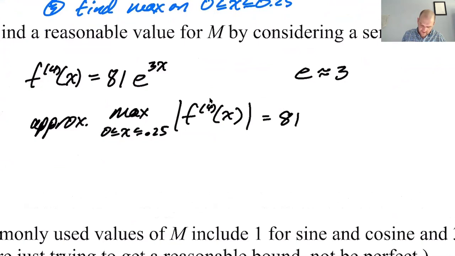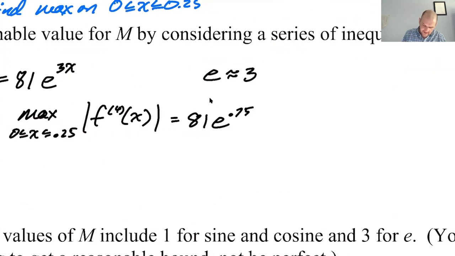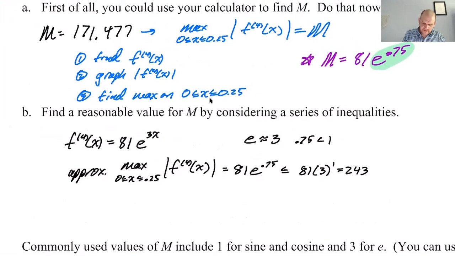I know that I should end up with e to the 0.75. So e is approximately 3, and 0.75 is less than 1, but it's also approximately 1. So I'm going to say this is definitely less than 81 times 3 to the first power, which is 243. We estimated, and it's different from the value the calculator got, but the key is it's bigger. So if I use this as my bound for m, then I'm going to be okay.